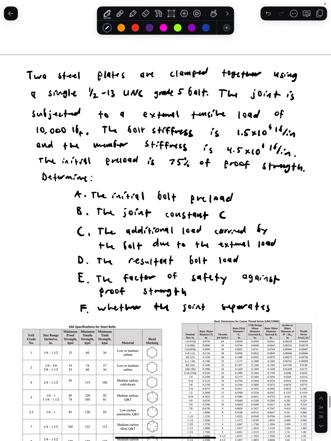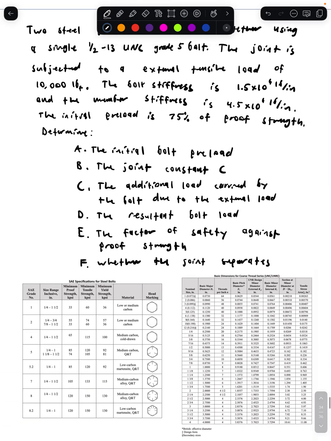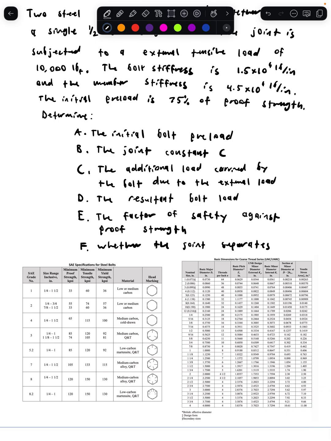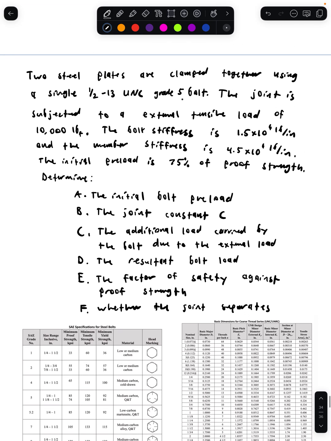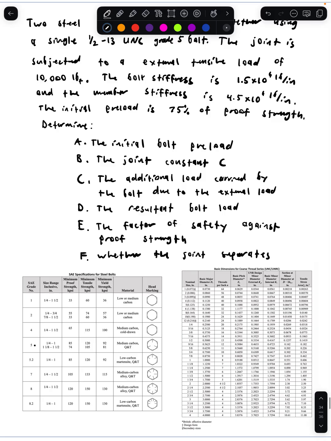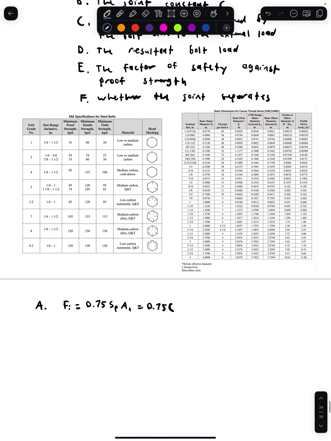Now, what is our proof strength? It wasn't given in the question, but we have this table down here that should have it. If we look at a grade 5 bolt with a 1/2 inch diameter, we're at this upper portion. I thought for a second that this would have a different maximum proof strength, but this just has a minimum. So we're going to go with this 85 KSI.